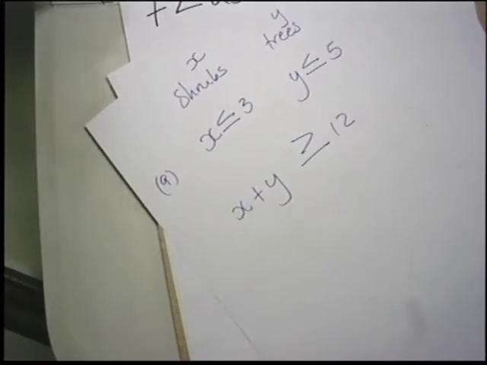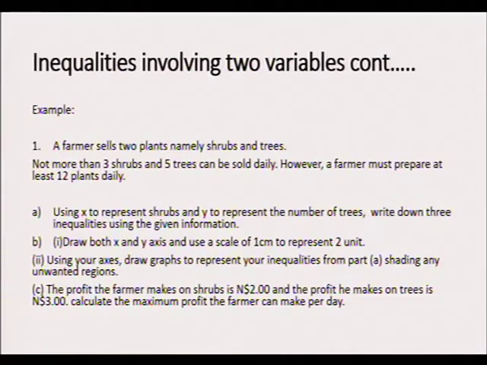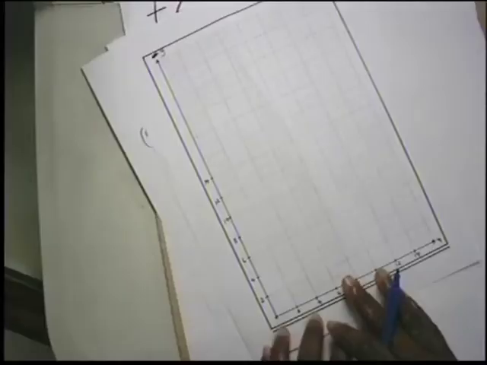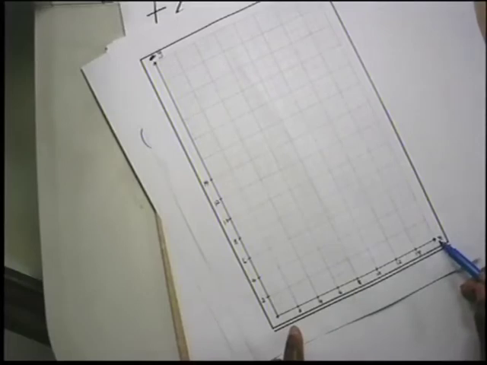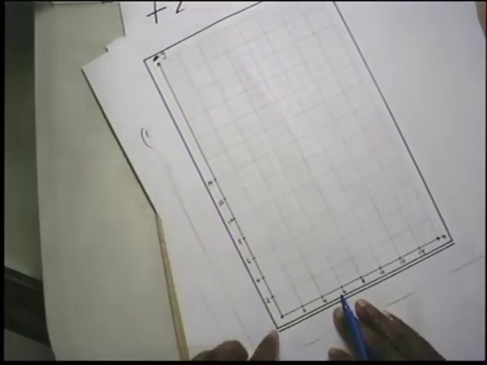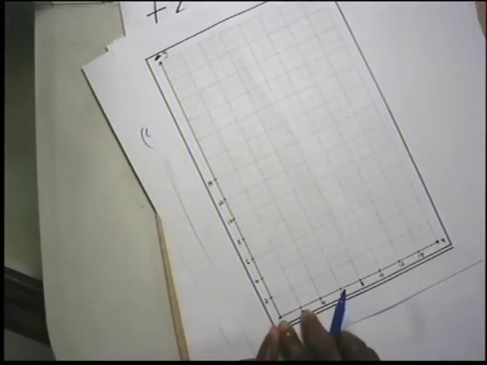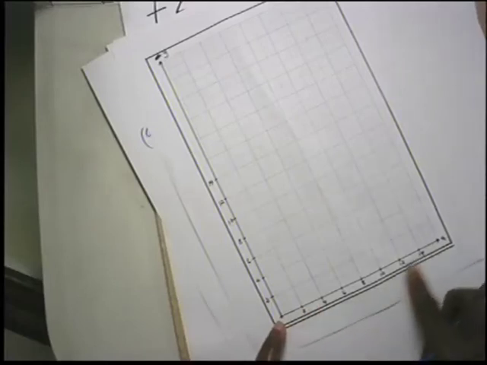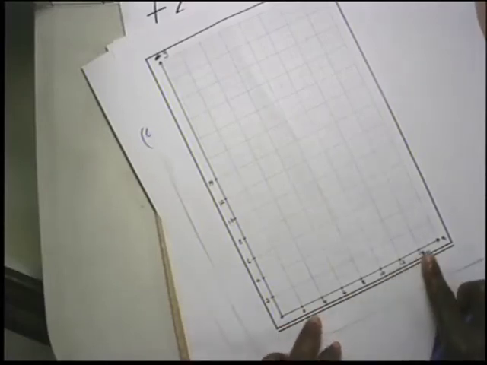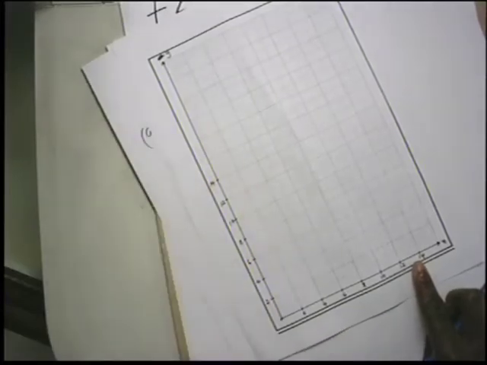Draw both x and y and use a scale of 1 centimeter to represent 2 units on both axes. All right, this is what I have now. Okay, it's a graph paper. You have to use x on the horizontal axis and y on the vertical axis, and use a scale of 1 centimeter to represent 2 units. 1 centimeter is 10 small squares. 2, 4, 6 up to there. I arrange my numbers on my x axis and then on the y axis as well.